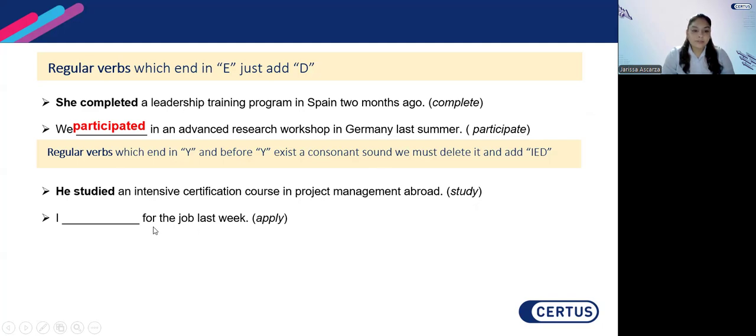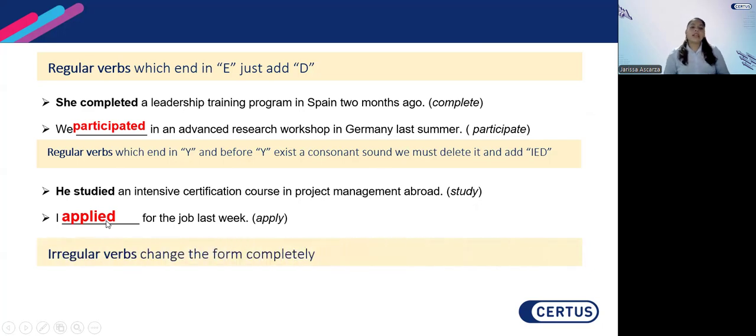The second one is for you. I applied for the job last week. The verb here is apply, right? So apply ends in the letter Y. Before Y, we have the letter L. It's a consonant sound. So what do we have to do? Delete the letter Y and add IED.